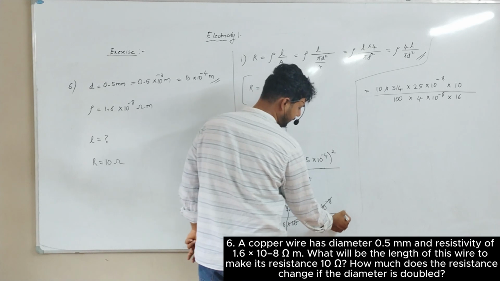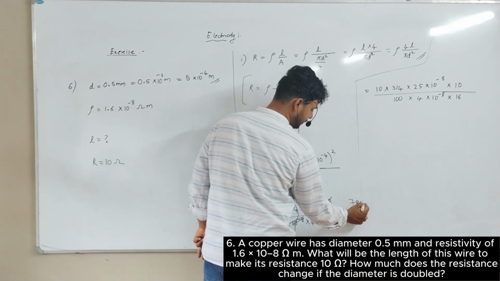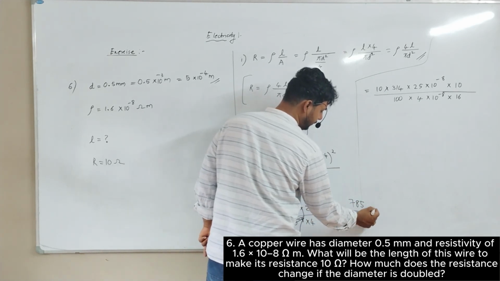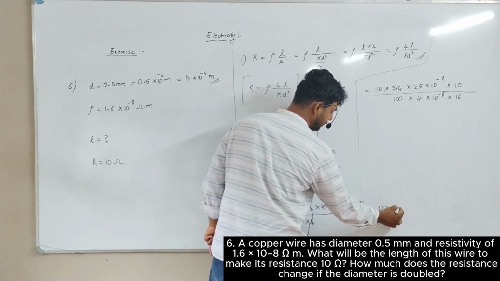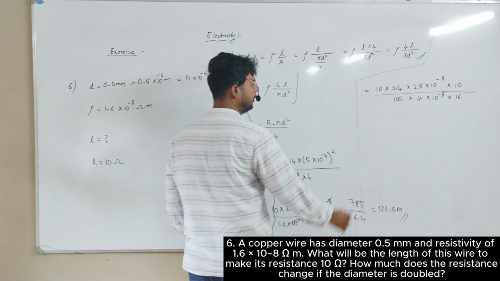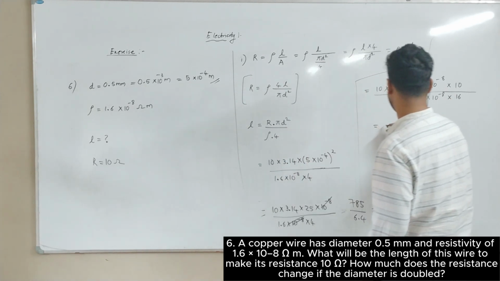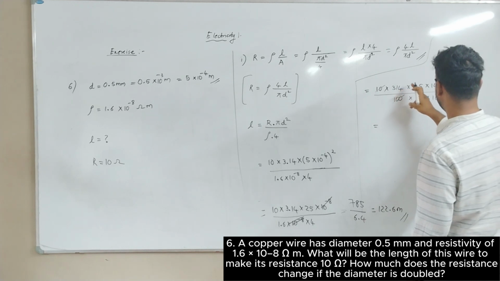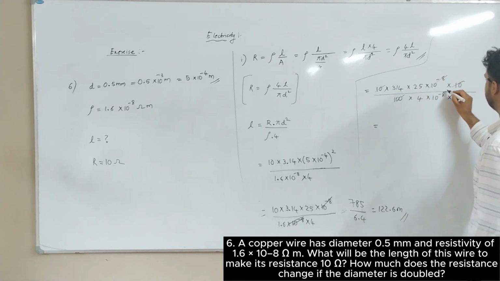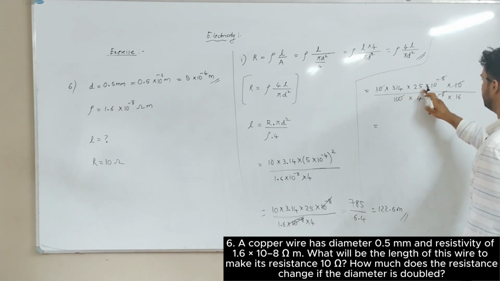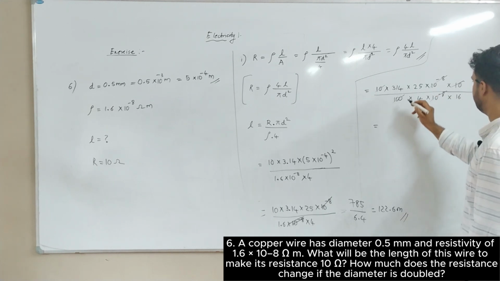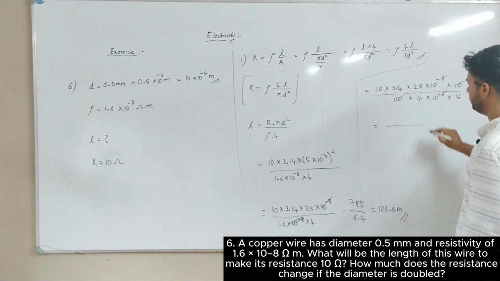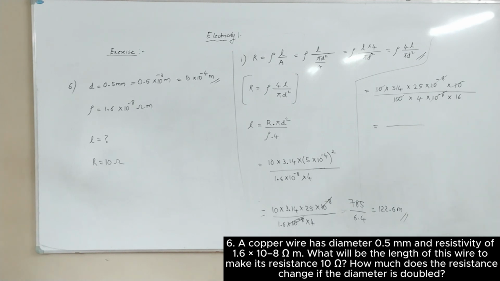Okay. 785 divided by 6.4 into 2 will get 122.6. If you do this also, you get the same answer. What I did in my method: 100 and 100 cancel. 314 into 25. 10 power minus 8 cancel. 314 into 25 and 4 into 16. 314 into 25, how much? 785 came.